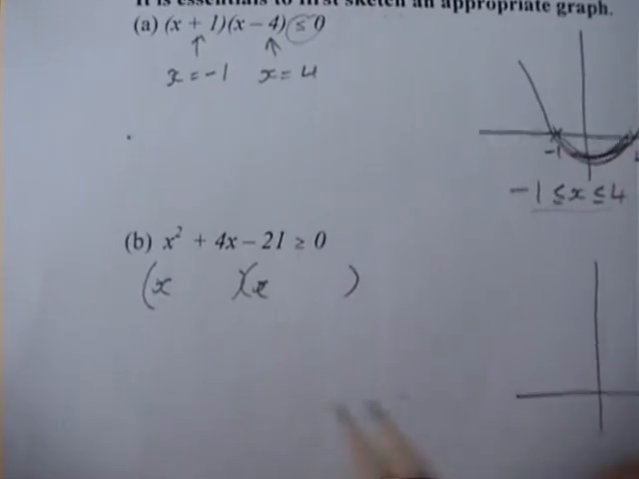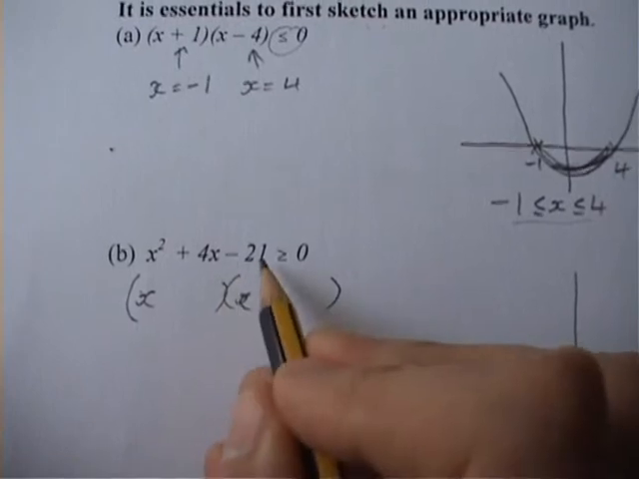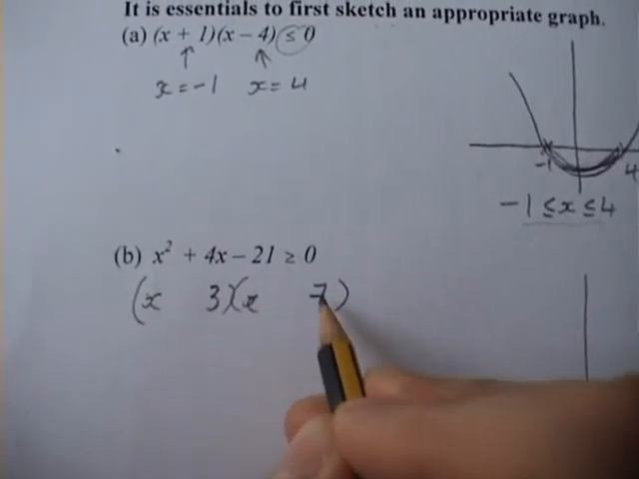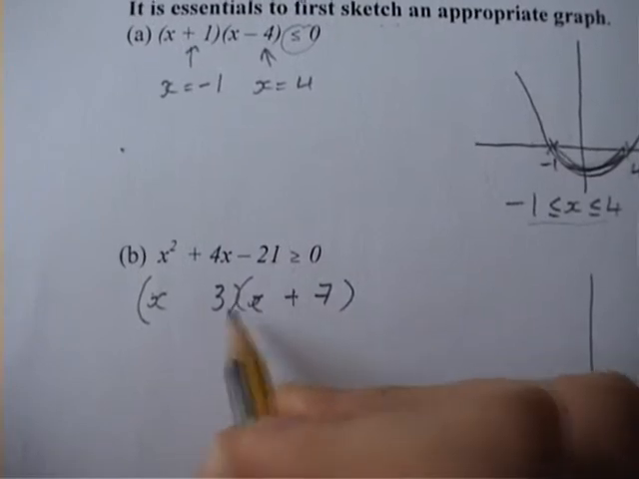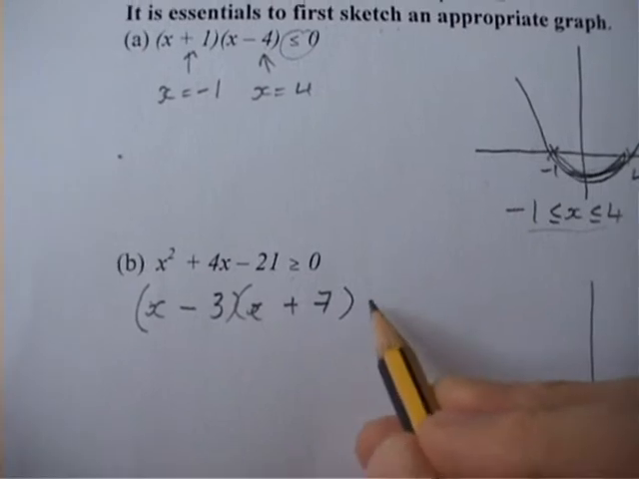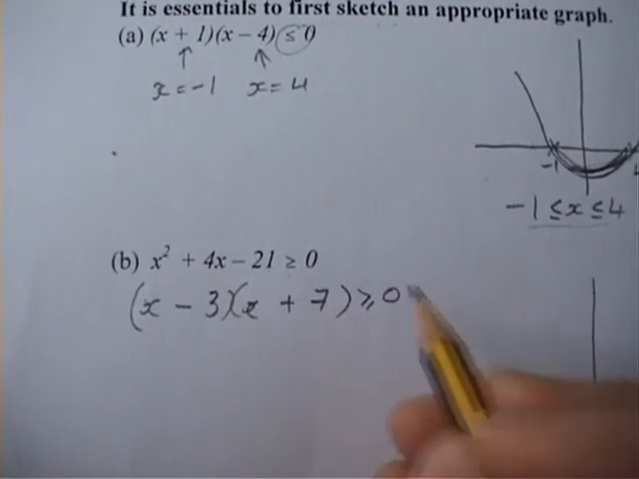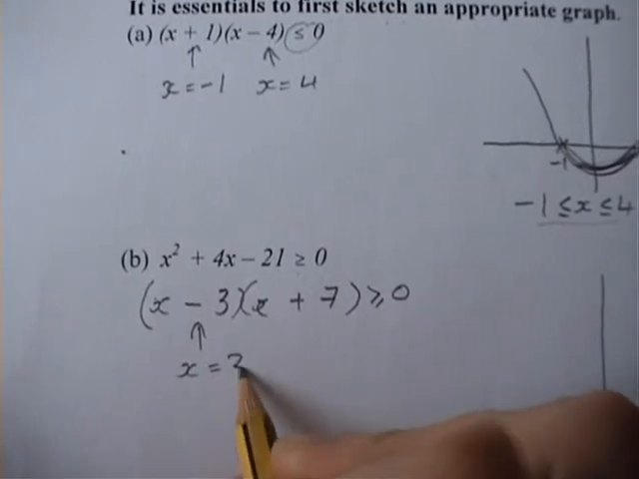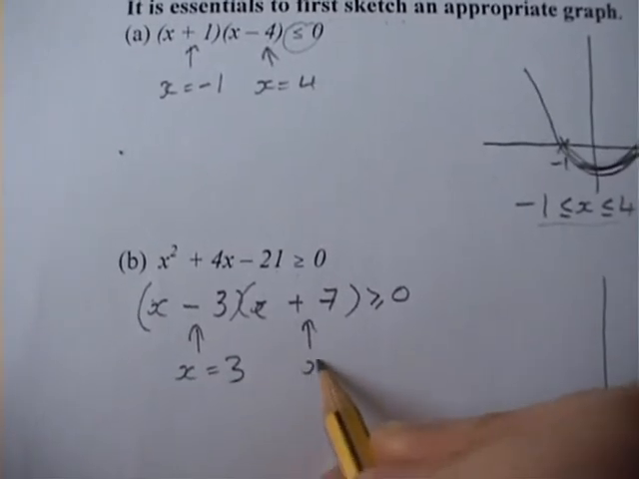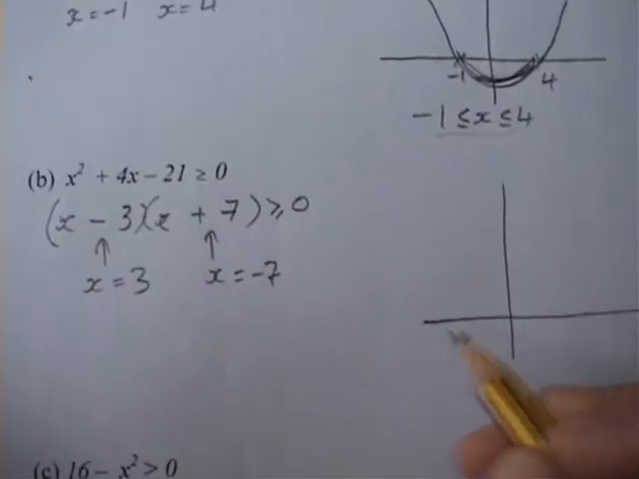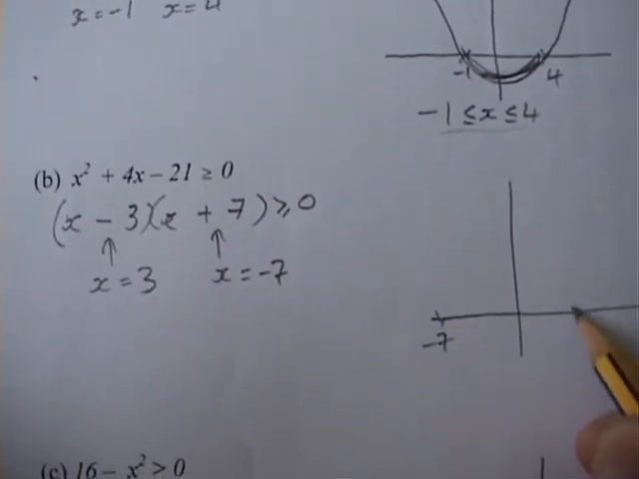Here's the second one, and we've got to factorise this ourselves. So two things that multiply together to give 21, 3 and 7, and it's going to be plus 7 and minus 3 to give what we need. We want this to be greater than or equal to 0. Well, the interesting points again are going to be at 3 and at minus 7. So let's put these on our graph. Minus 7 and 3.